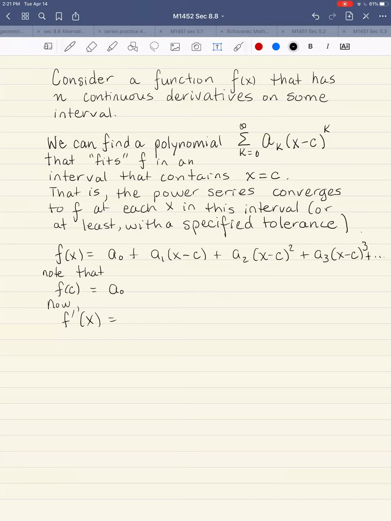We're talking about taking our function and representing it as a polynomial of the form a0 plus a1 times x minus c plus a2 times x minus c squared plus a3 times x minus c cubed, and so on. So let's find out what these subscripted a's are, these coefficients. If you plug in c for x, notice that all the terms will disappear except for a0. So this polynomial has the same y-intercept as f of x.